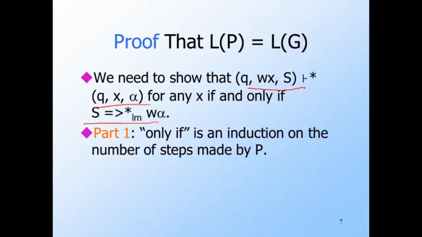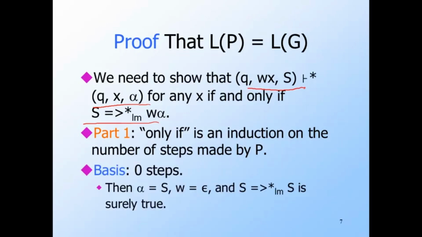We start with the only if part. That is, if P makes the transition shown, then S derives W alpha in G. The basis is 0 steps. Then W is obviously epsilon since nothing can have been consumed from the input. And alpha is S since the stack doesn't change.